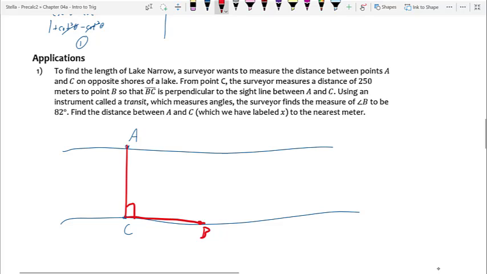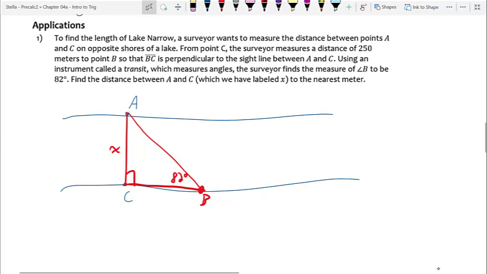so that BC is perpendicular to AC. You can see what we're doing. We're drawing a right triangle here. I also find that the measure of angle B in this triangle, so we're going to draw a triangle, is 82 degrees. Can you tell me the distance between A and C, which we've labeled x, to the nearest meter?